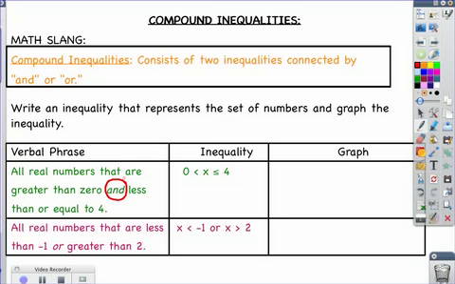Written as a compound inequality, it would look like 0 is less than x is less than or equal to 4. I like to think of this as a sandwich, where our variable is being sandwiched. Plus, it's got the word and in it, so it's helpful to remember.